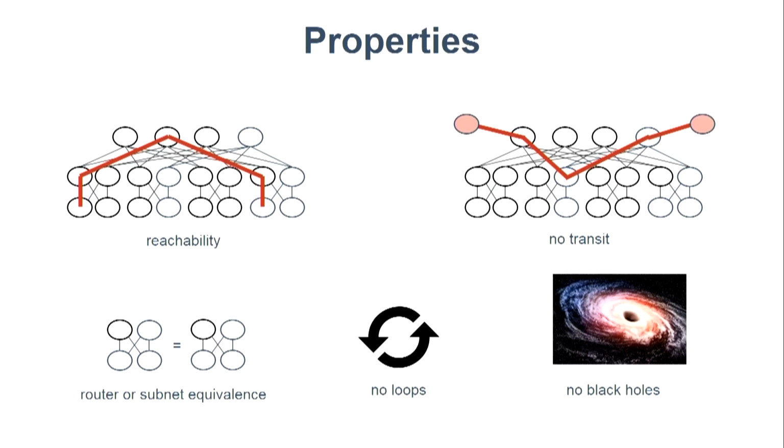These tools seek to, in general, verify a variety of properties of all of the data planes that are produced by a control plane, ensuring that these data planes have properties such as reachability, that they prevent using the network as transit by peers. They may test for equivalence of routers or subnets. They might detect loops or ensure the absence of black holes.